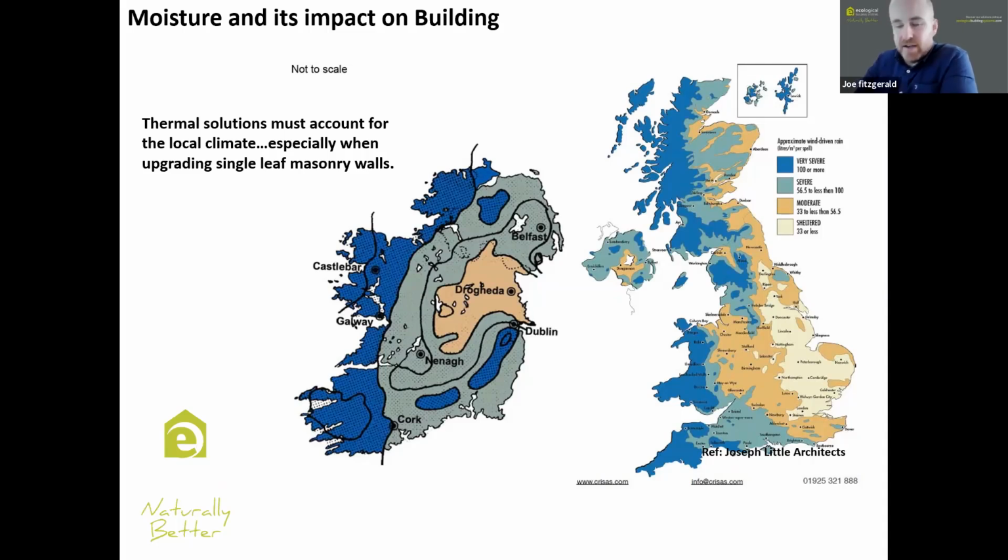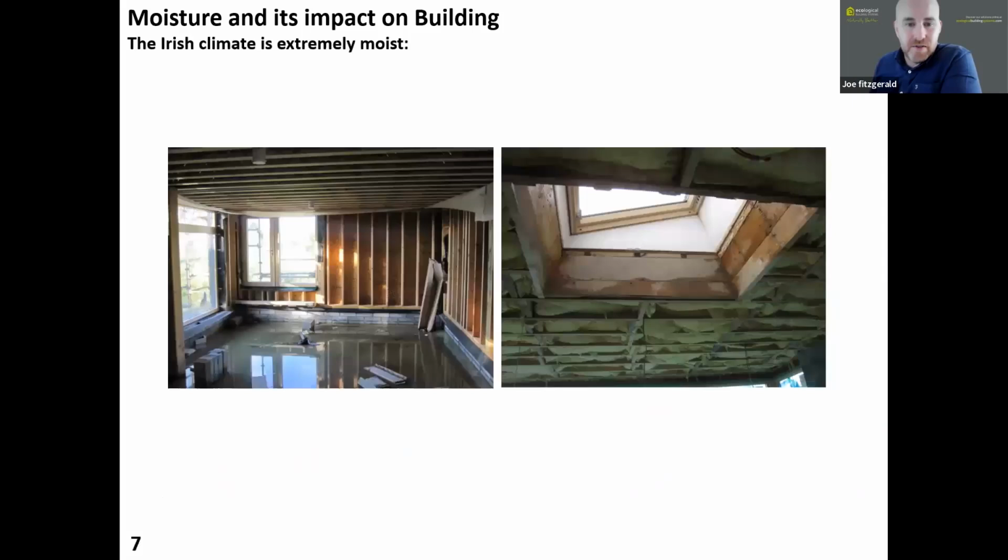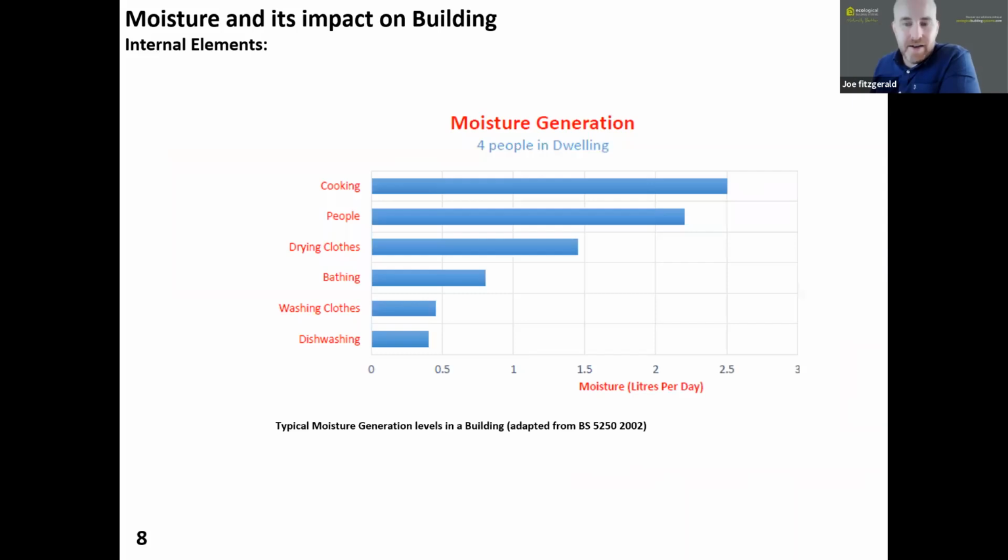Well, Joseph Little, the architect and Building Life Consultancy, developed an Irish version of the map, which is the one on the left, based on the principles of the BR map. But the main difference really is that you can see that we begin at moderate, and most of our island is covered in severe and very severe. So we're always at risk of high elevated moisture levels on building sites. This is a very, very common condition that we see. And likewise, our daily living means that we'll always have a huge amount of moisture generation generally.